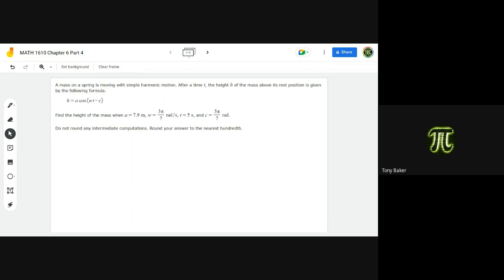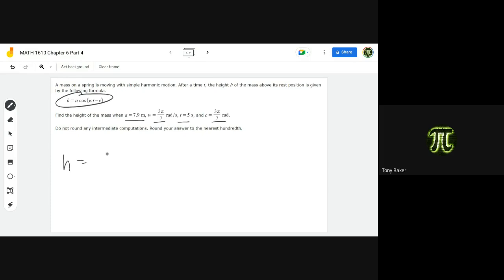All right. So this problem actually is really, really easy. All you're doing is plugging the numbers into it and plugging it into a calculator. Because they're giving you the formula and they're giving you the values, and they're actually asking you to find H, which is what it's already solved for.